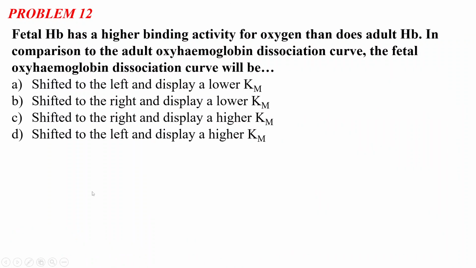So, I will repeat question number 12. The fetal hemoglobin has a higher binding activity for oxygen than does adult hemoglobin. In comparison to the adult oxyhemoglobin dissociation curve, the fetal oxyhemoglobin dissociation curve will be: number A, shifted to the left and display lower Km, number B, shifted to the right and display lower Km, number C, shifted to the right and display higher Km, and number D, shifted to the left and display higher Km.